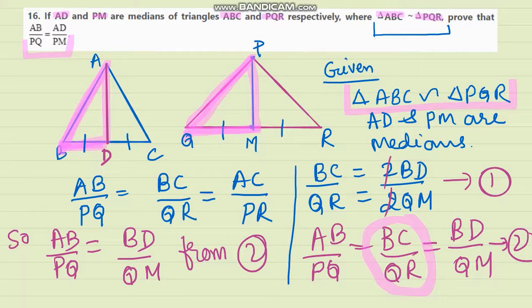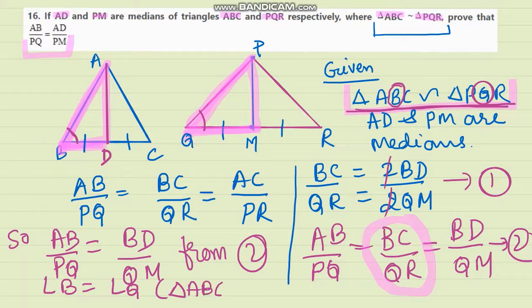Now children, from the things given, what has been given to us? Triangle ABC is similar to triangle PQR. So angle B and angle Q must be equal because they are corresponding angles. So here also we can use that angle B is equal to angle Q, because triangle ABC is similar to triangle PQR. Let us take this as 3.